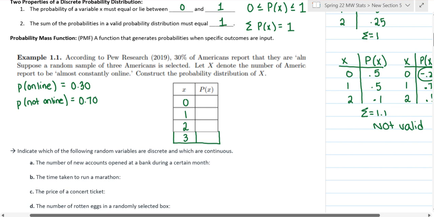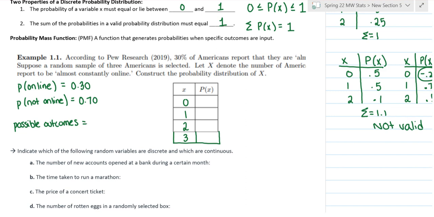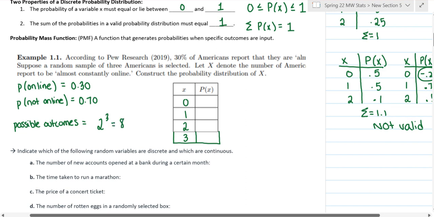Okay. Now, in order to do the chart, we want to think of all of the possible outcomes that can happen. So this is going to go back to the formula that we had in chapter 3, where the number of possible outcomes is the number of outcomes, so either they're online or not online. So that's 2 outcomes raised to the number of experiments, which here is 3. Okay, because you're selecting 3 people. So 2 to the 3rd is 8. So you have 8 possible outcomes.